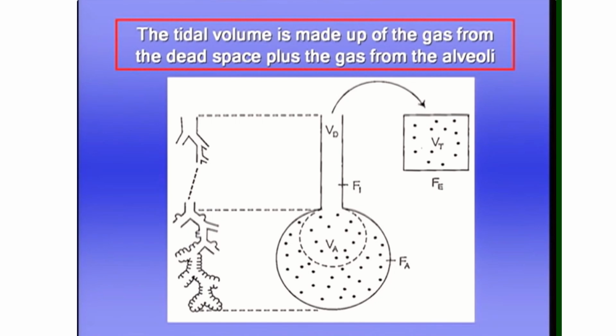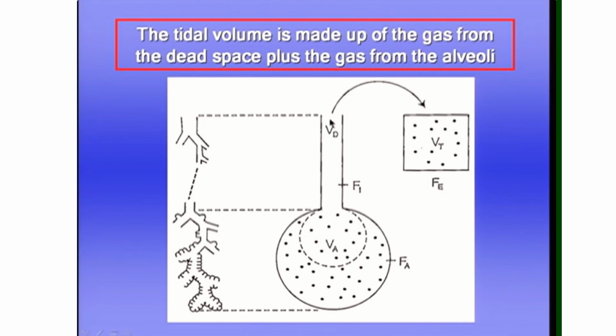But total ventilation is not a particularly useful measurement. What we really need to know is the alveolar ventilation, and that is more difficult to measure. And I'm going to tell you about two methods of measuring that now. The first method is to exploit the fact that the tidal volume here is made up of two sources. You've got the dead space gas, part of the expired gas here in the tidal volume comes from the dead space, and the other part comes from the alveoli.